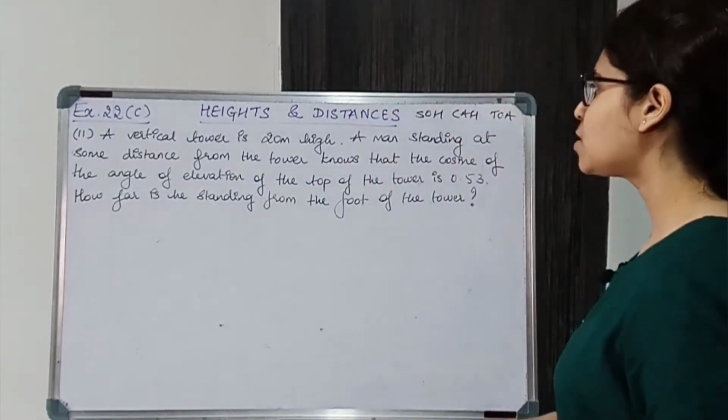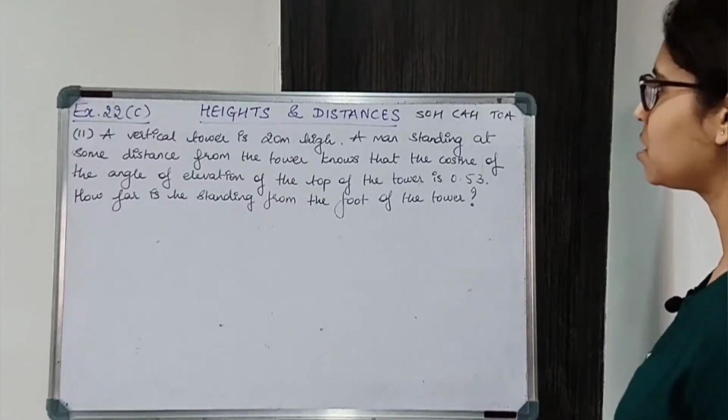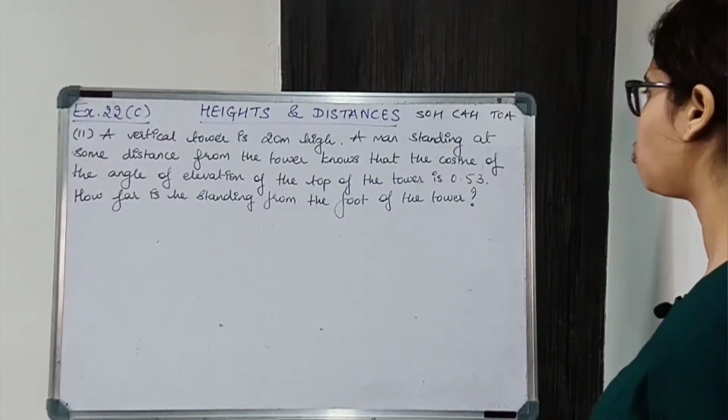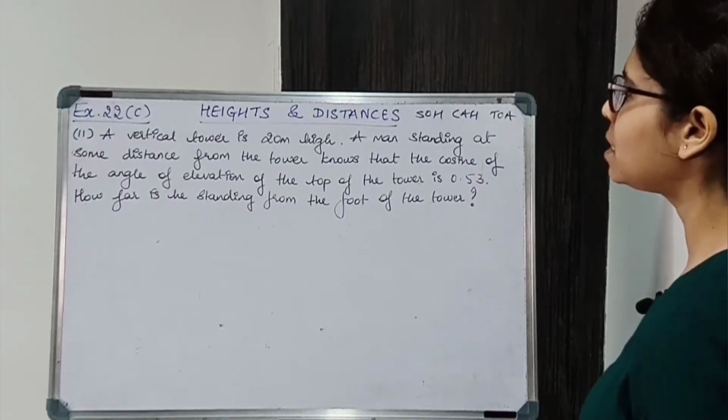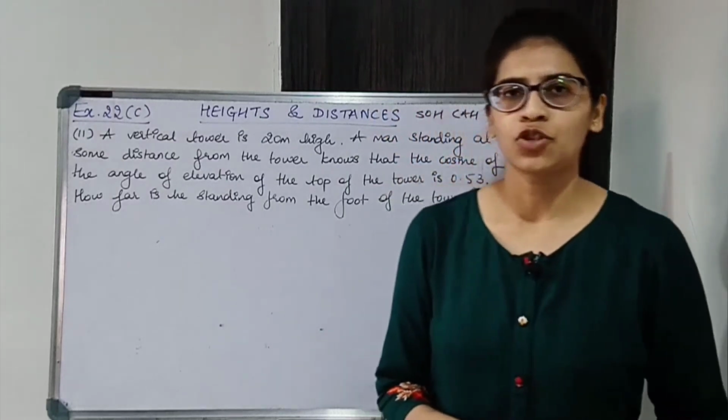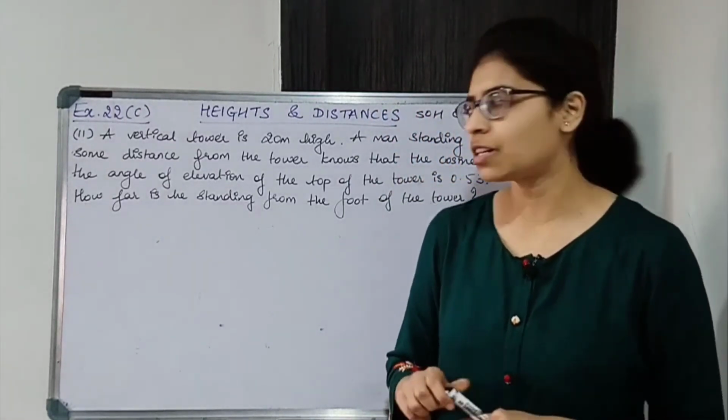Coming to the next question, question number 11. A vertical tower is 20 meters high. A man standing at some distance from the tower knows that the cosine of the angle of elevation of the top of the tower is 0.53. How far is he standing from the foot of the tower? There is a vertical tower which is 20 meters high. So let us draw the tower first.